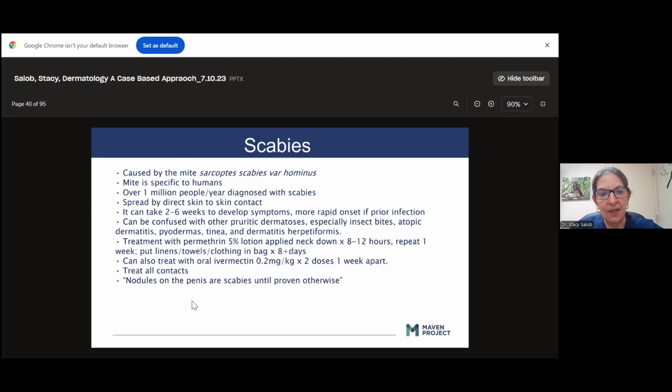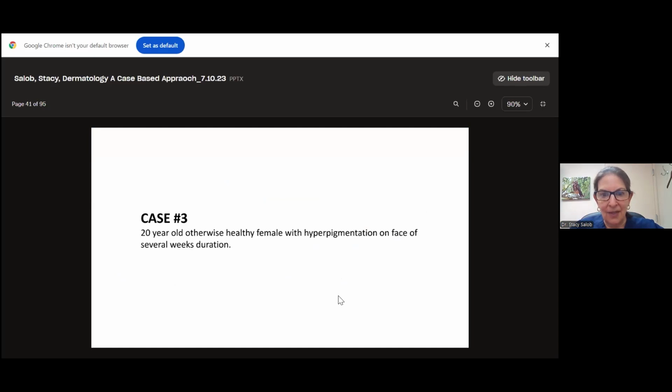It's fascinating to me that somebody might be sleeping in the same bed and not have any scabies, but they're certainly at risk. And we were looking at a nodular variation of scabies, and I didn't bring the photo, but just a reminder that if you see nodules on the penis, they are scabies until proven otherwise.